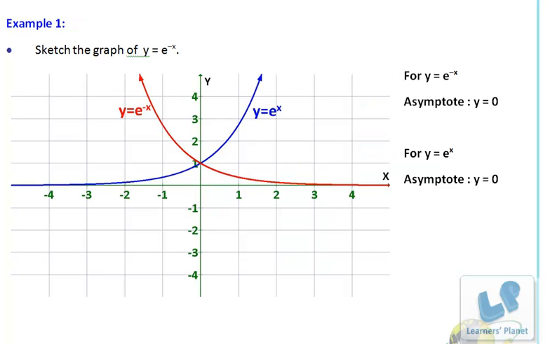Now here we are having the graph of y = e^(-x). Now to draw the graph of e^(-x), you must be clear with the graph of e^x. The blue line represents the graph of e^x that we have already discussed in our previous sessions. Now x is converted to -x. Now f(x) is what? e^x. So f(-x) is what? e^(-x).